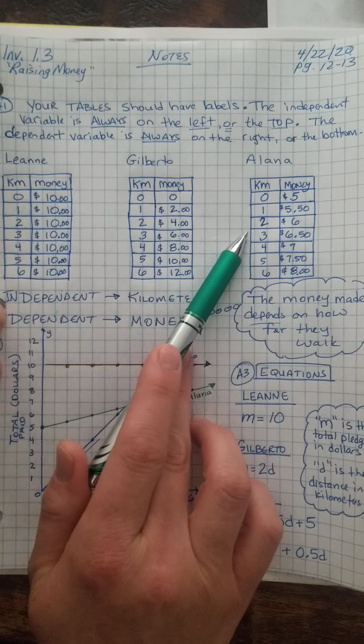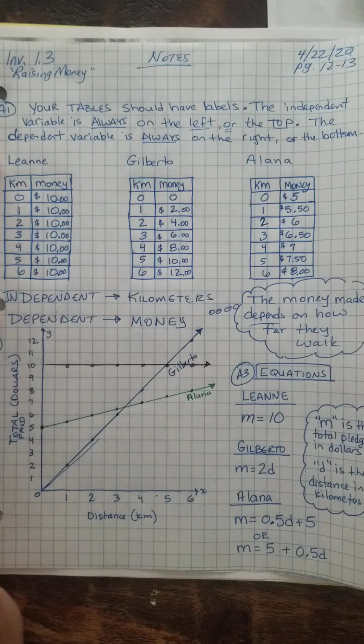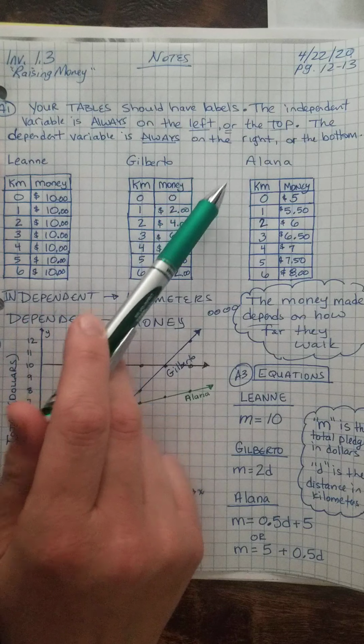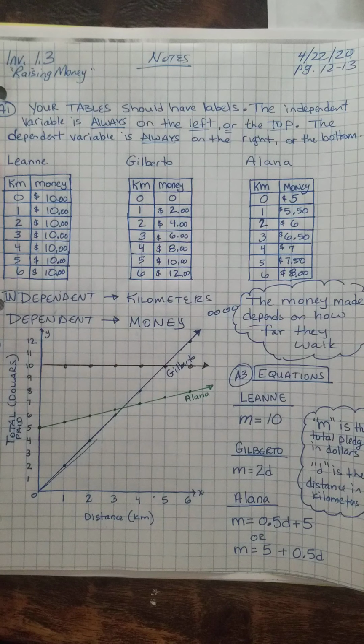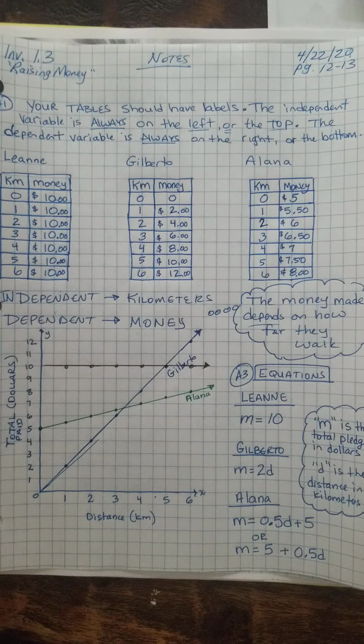Alana is a combination of Leanne and Gilberto. So Alana's sponsors are going to give her a flat amount of $5. It's almost like she went to her sponsors and they all gave her $5. And then they also said, on top of the $5, I'll give you 50 cents per kilometer.